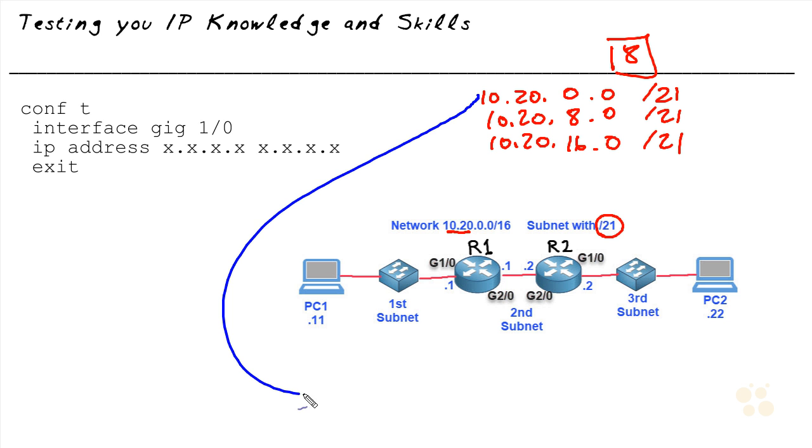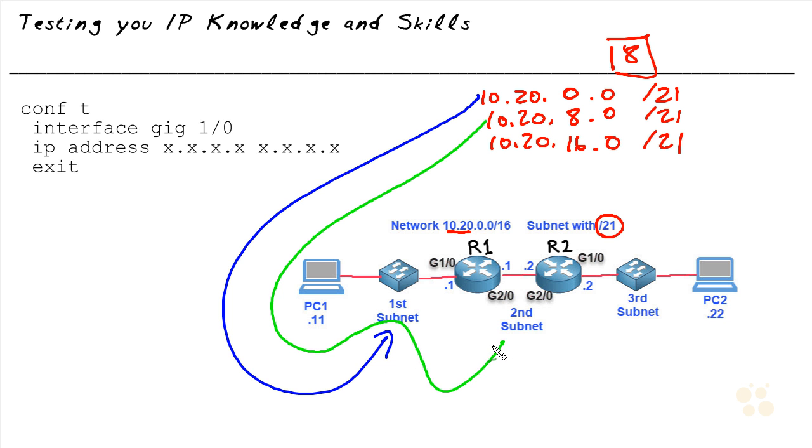So subnet 0 is going to be the first subnet. Subnet 8 is going to be our second subnet. And subnet 16 is going to be our third subnet. So the IP address on router 1 on this 10.20.0 network is going to be 10.20.0.1 with a 21-bit mask.